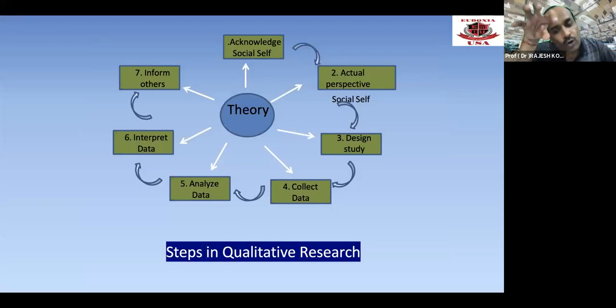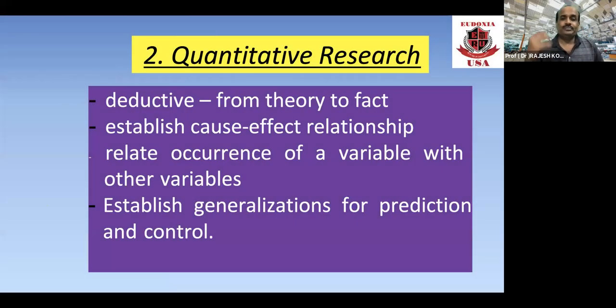So when you go for qualitative research, you have to have knowledge of the social self, then the actual perspective. You can design the study, whether it is a phenomenological, grounded, or ethnographic study. You can collect the data, or you can be with them, and then you can analyze by your own self. Otherwise, you can use NVivo software or other software, then you can interpret and publish it. This is the way of doing a qualitative research.